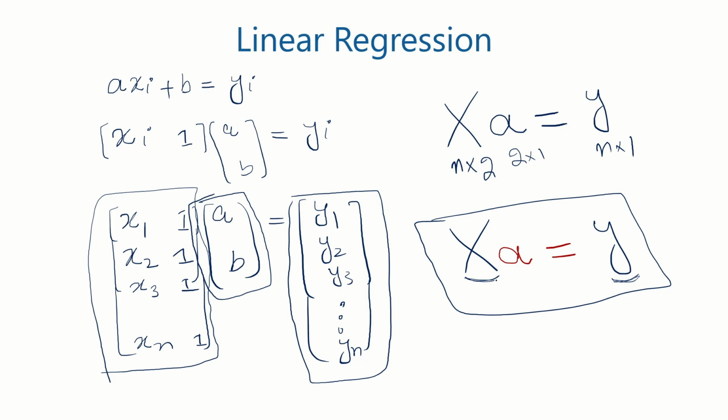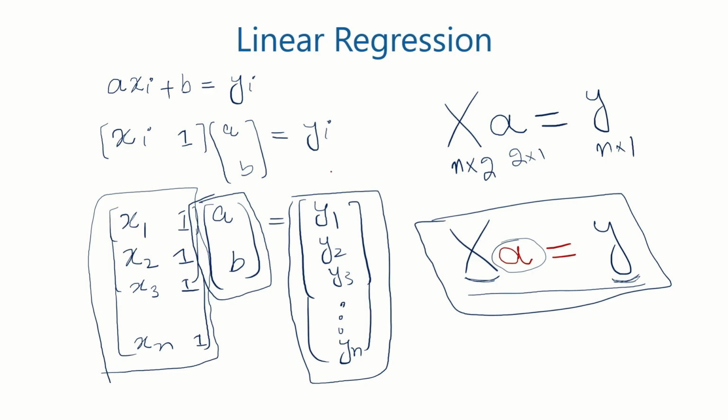Once we have this data matrix X, we have matrix Y. The next thing is to solve this equation for A. Once A is found, we are done. So let's go into the Jupyter Notebook, our friend, and try to solve this.